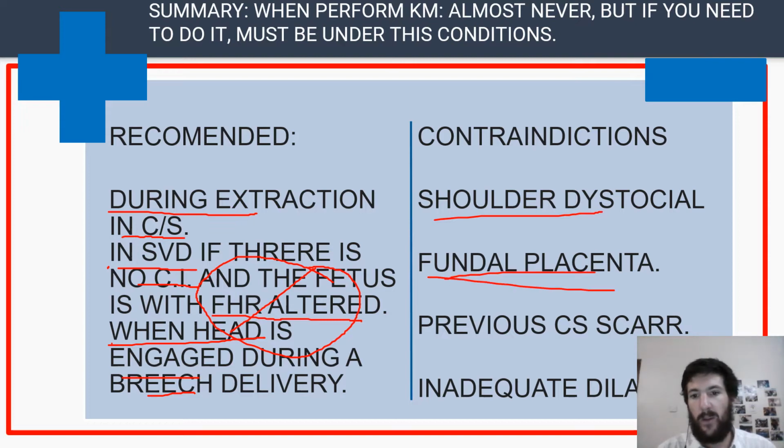When we have a fundal placenta, we also increase the risk of abruptio placenta if we do the fundal pressure. So this is also a contraindication, so you need to check the ultrasound of the mother to see where the placenta is. A previous CS scar is a very important complication because it increases a lot the risk of uterine rupture. And inadequate dilatation, because it means that maybe we are in front of a cephalopelvic disproportion, and if we are in a cephalopelvic disproportion, we cannot perform the Christelle maneuver because we will traumatize the fetus a lot.